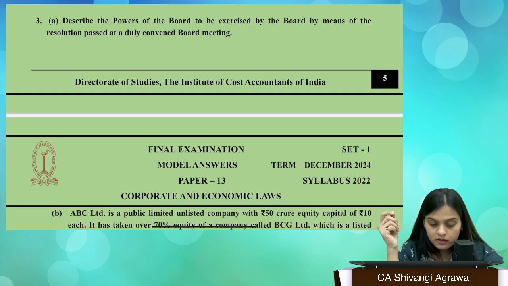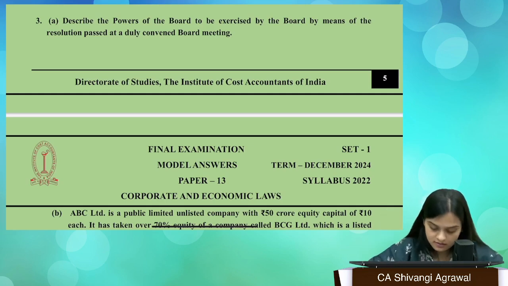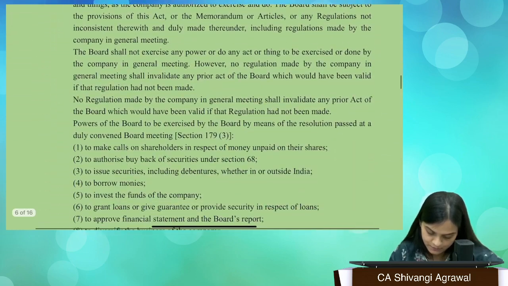So powers of board which are given in section 179, there you have to duly convene the board meeting and do all those things there. What is it? Let's have a quick review of that also.